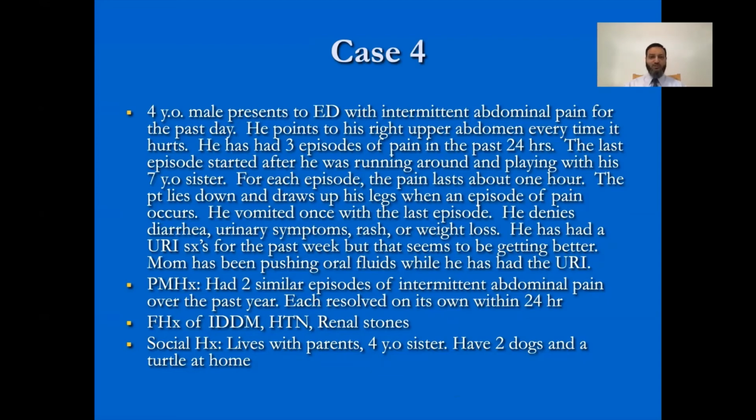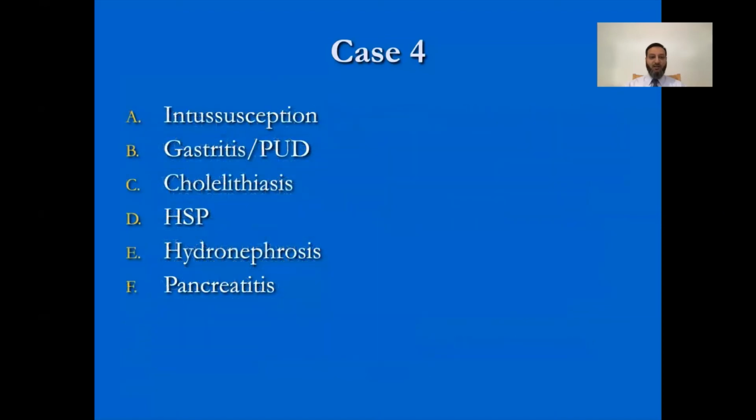So now let's see what you think is going on with this patient based on the history that is being provided here. So your choices are intussusception, gastritis or peptic ulcer disease, cholelithiasis, HSP, hydronephrosis, or pancreatitis. So take a moment to think about what you think this patient has.